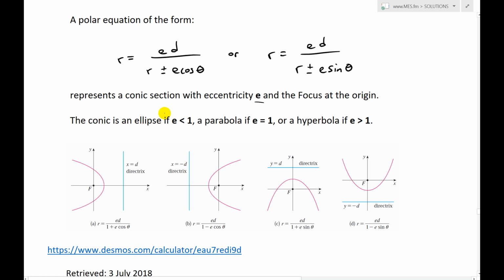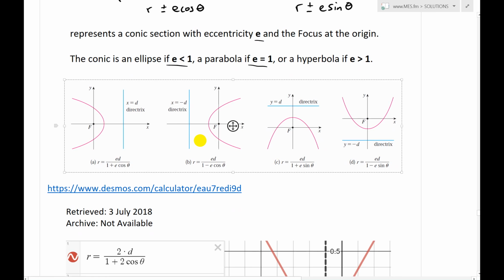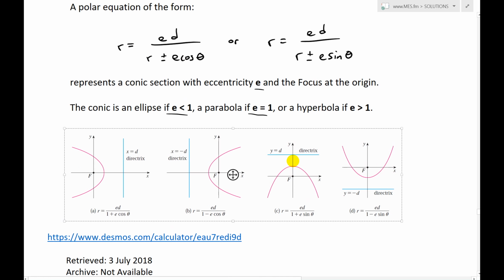So then the conic is an ellipse if e is less than 1, a parabola if e equals 1, and a hyperbola if e is greater than 1. I'm just recapping the definition. Or it's actually a formulation that comes from the definition. That's what I derived in my earlier video.